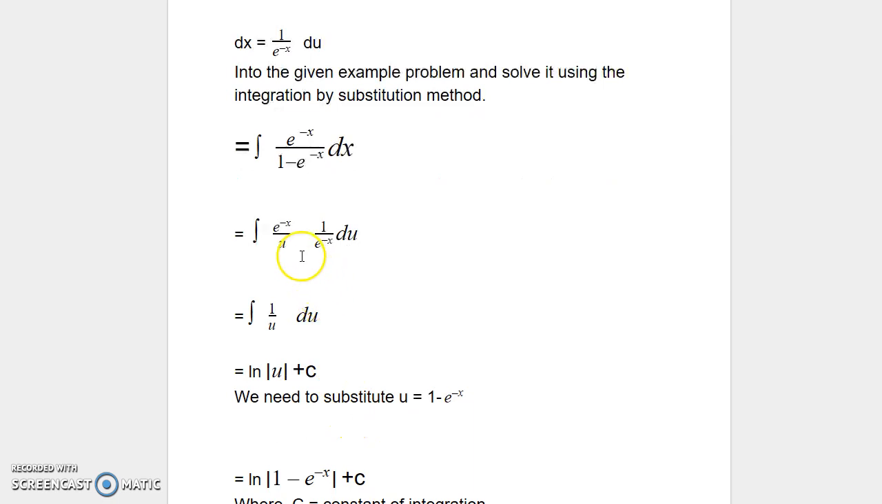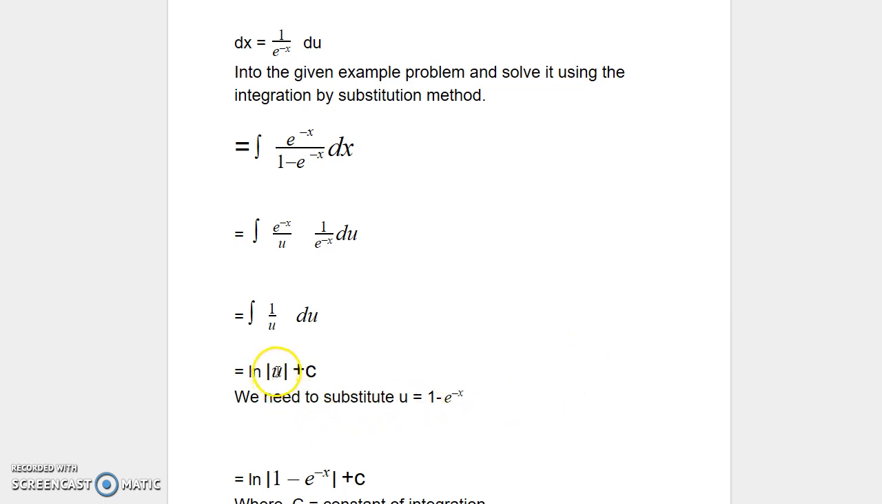Now as we can see here, we have e to the power of minus x in the numerator and e to the power of minus x in the denominator. These terms cancel out. When we simplify that, we are left with the integral of 1 over u du. We know that the rule states that the integral of 1 over u du is equal to ln of u plus c, where c is a constant of integration.